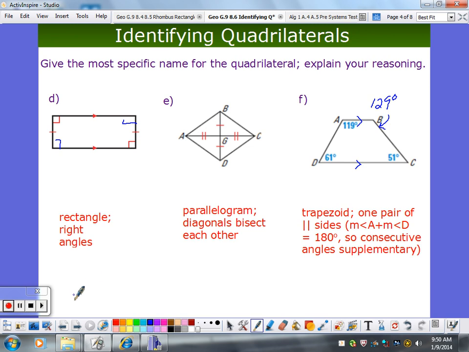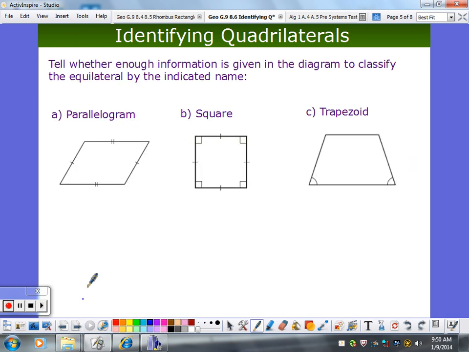Another way to do some identifying of quadrilaterals is they're going to say the best you can do is parallelogram. Agree or disagree? Somebody said agree. Why do you agree with that? All I know is it's a quadrilateral where opposite sides are congruent. The best I can do is say it's a parallelogram.